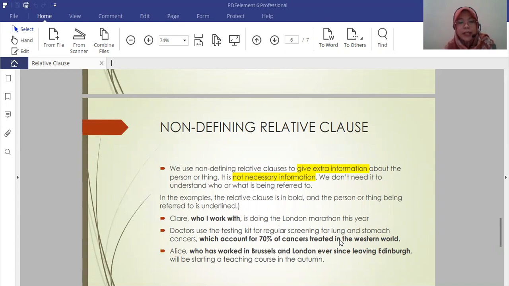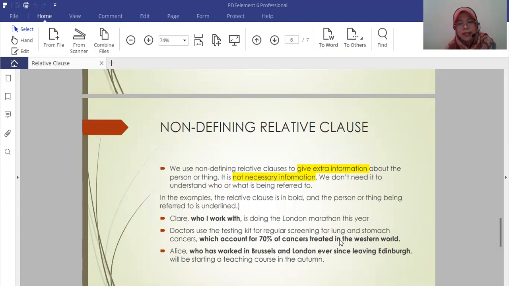So, for example, Claire is doing the London Marathon this year. This is totally fine. But if you need to give extra information about who Claire is, you can use a non-defining relative clause. But without a non-defining relative clause, it's still totally fine.